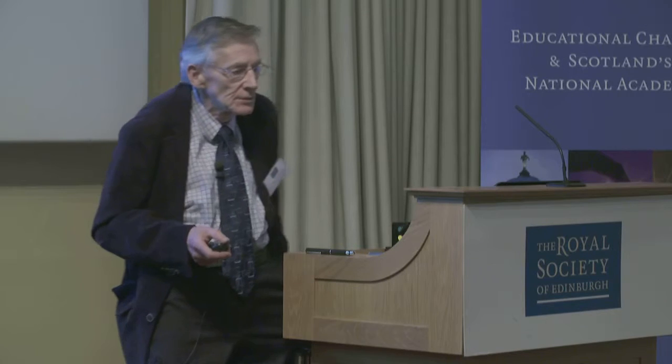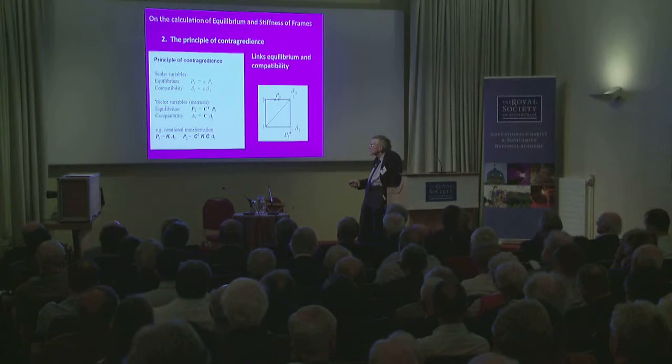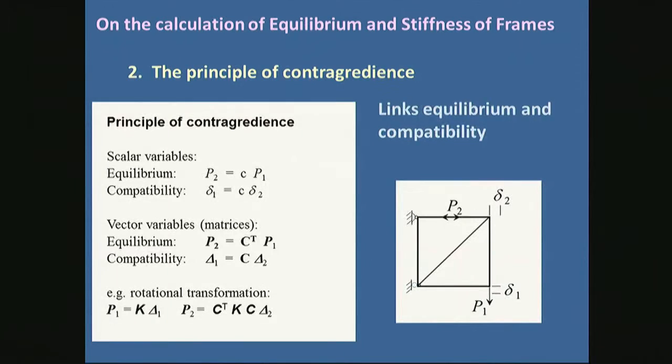So I used this extensively when I was a young man writing software for computer frame analysis and other problems. And I must admit, I really enjoyed using it because it's so elegant. If you want to make a transformation on this stiffness relationship, you pre-multiply it by the equilibrium matrix and post-multiply it by the compatibility matrix, and you only need to do one of these things. If you write this one, you get the compatibility right away. I really enjoyed working with that.